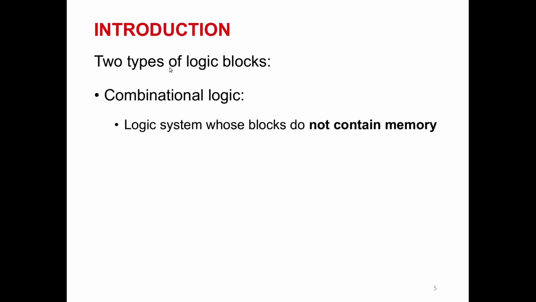And you have two types of logic blocks. The first one is the combinational logic. In the combinational logic, you will have various calculations by AND, OR, and NOT, but the combinational logic will not contain any memory. So please remember that the combinational logic has no memory, and so the outputs will depend only on the inputs.